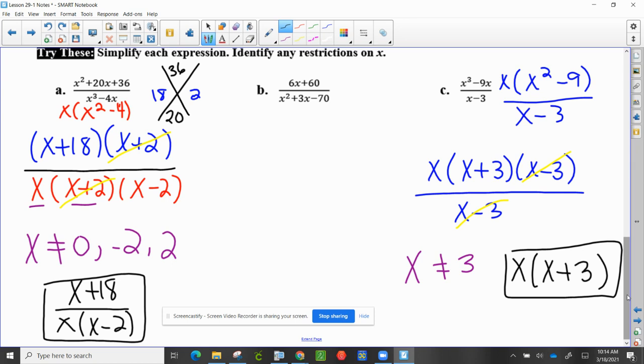Okay, so I'm going to have you guys try B. Okay, let's start by factoring the numerator. We have 6x plus 60. So factor that numerator and see what you get. Okay, if you factor the numerator correctly, you should have that we have 6 we could take out, and it's going to leave you with x plus 10.